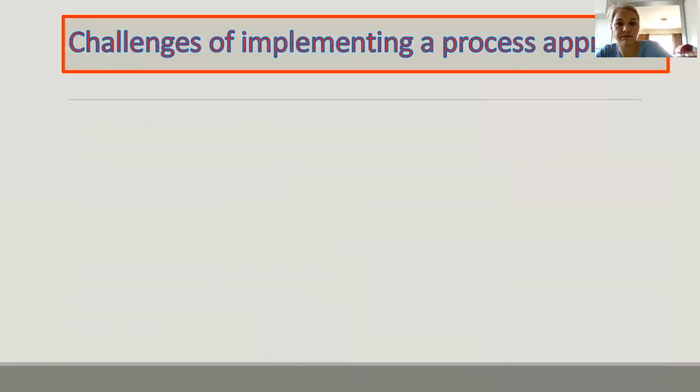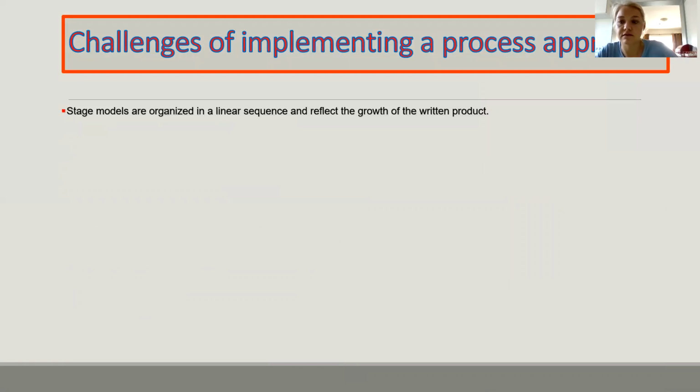So, challenges of implementing a process approach. To look at a process approach without thinking that you are part of a product is quite difficult, because actually you are working towards something. And they want to say that the process is a linear sequence and it's only a reflection of a product. So when you hand in your final text or something or a book, it is actually a written product.